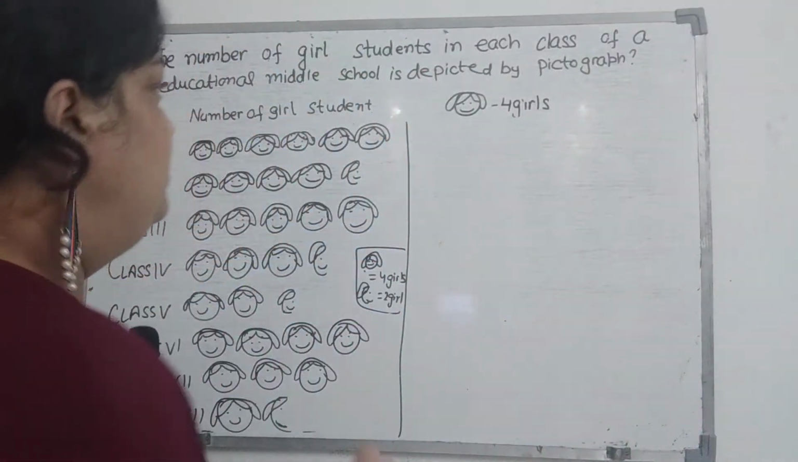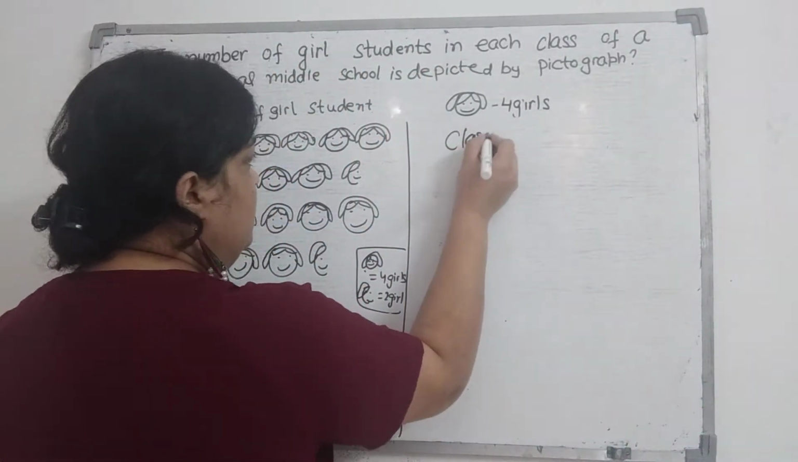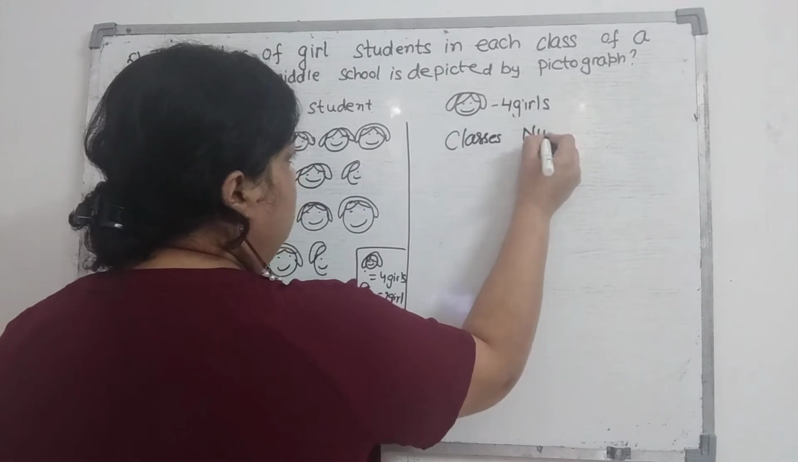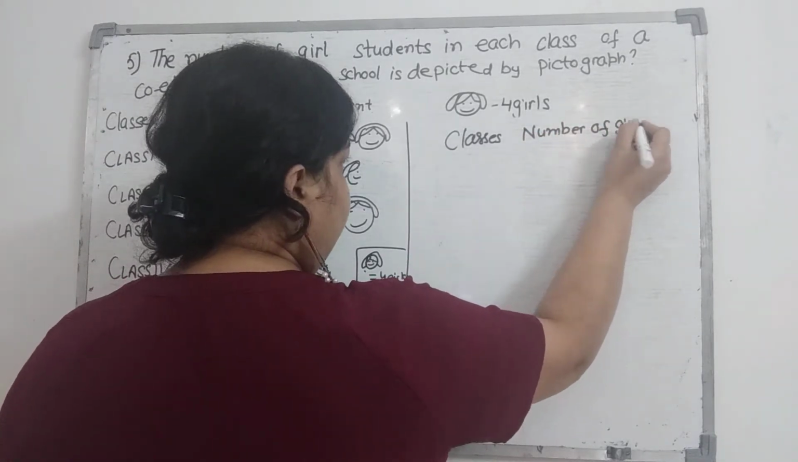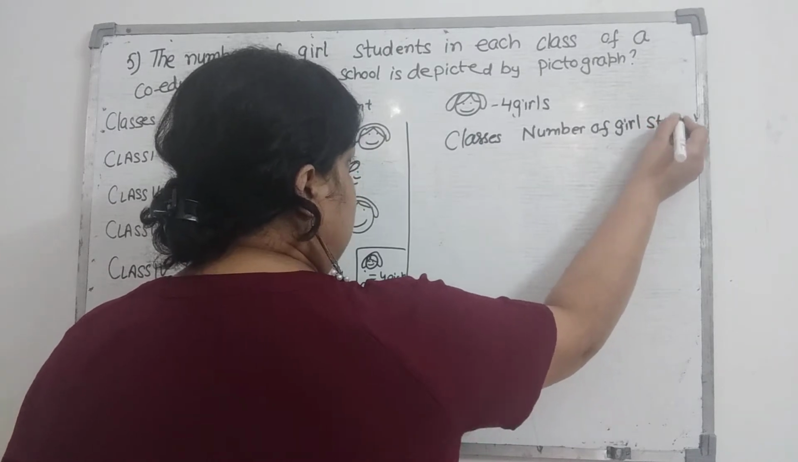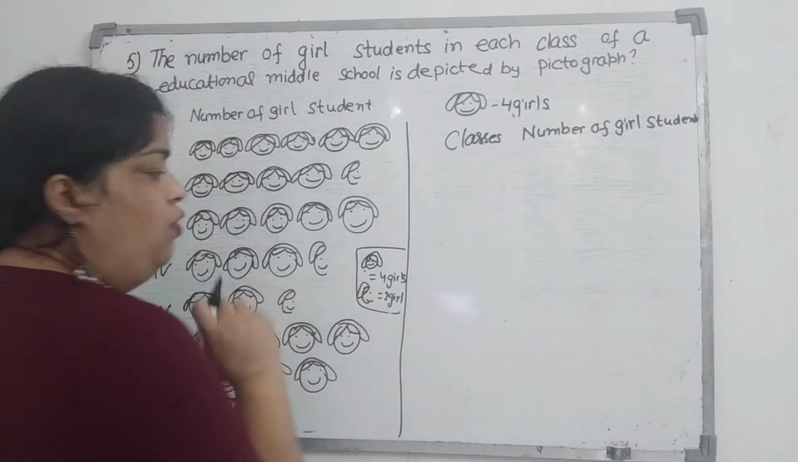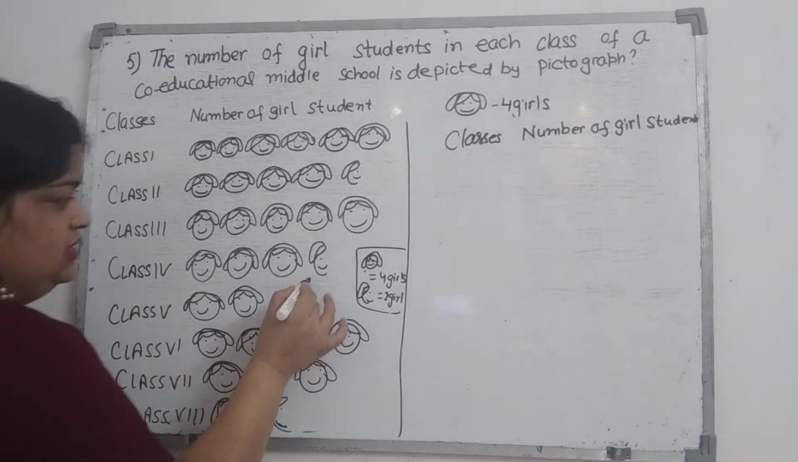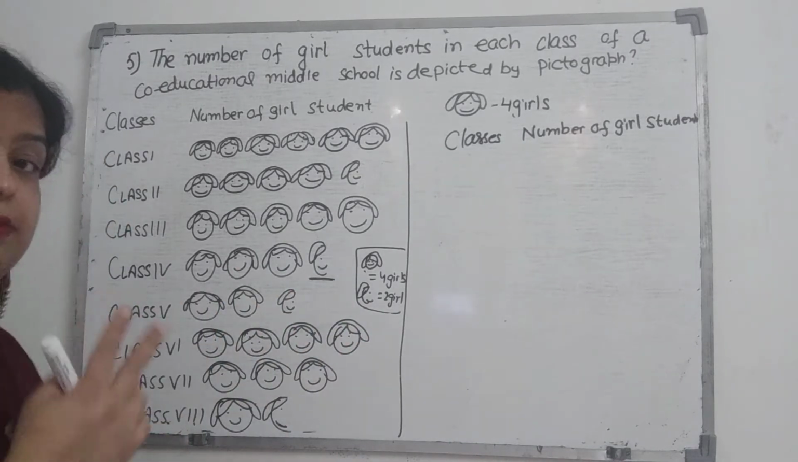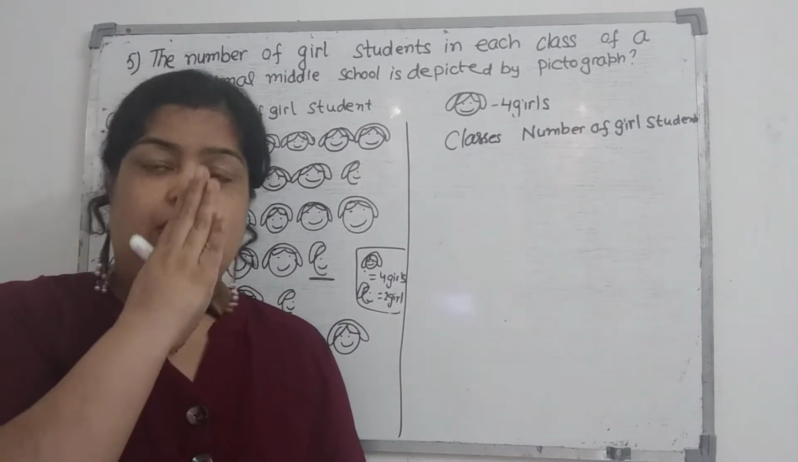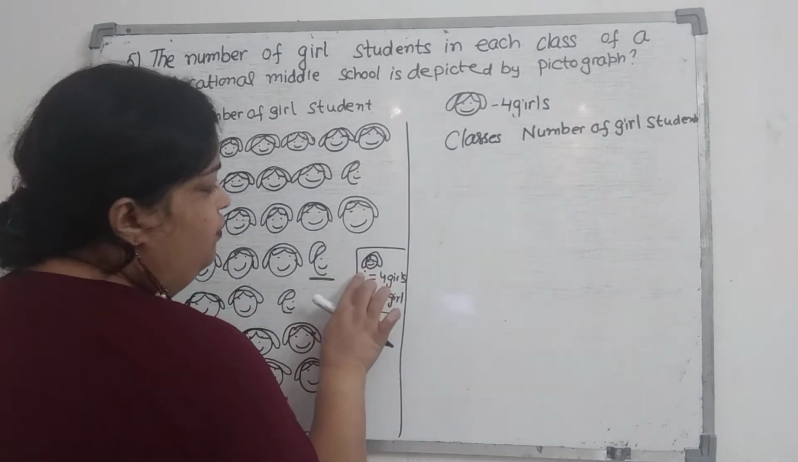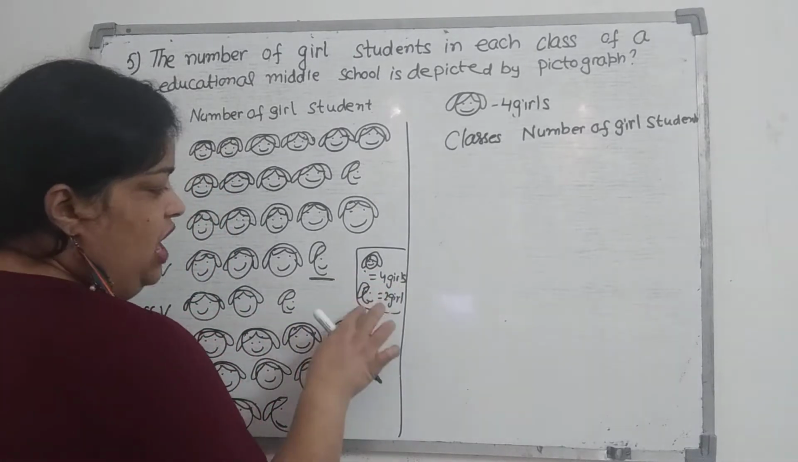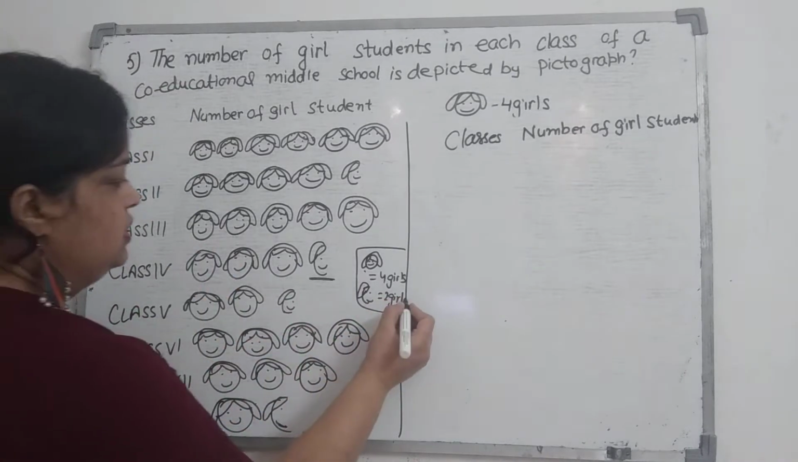So first of all we write classes and number of girl students. Each full face represents 4 girls. And what does this half face represent? It represents 2. Half of 4 is 2. In the same way, the full face represents 4 girls and the half face represents 2 girls.